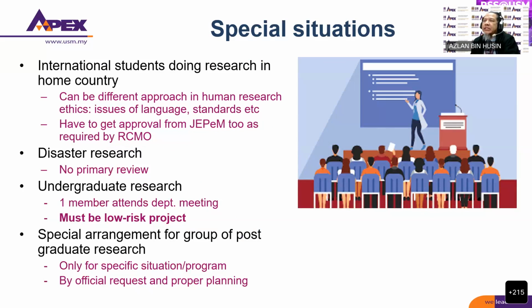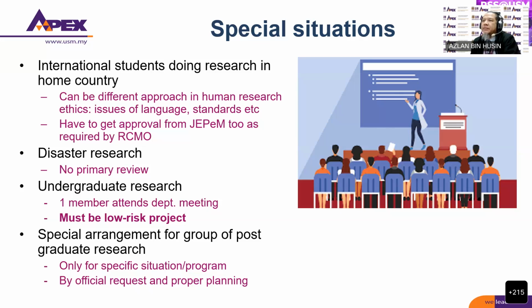We do have a special situation where we try to expedite the process of review and approval for certain disasters. For example, last time we had COVID-19 related research. We had the major flood in Kelantan in 2015 and that kind of research. So of course it will add more burden to our staff and reviewers, but we try our best to help USM researchers coming forward to do research.